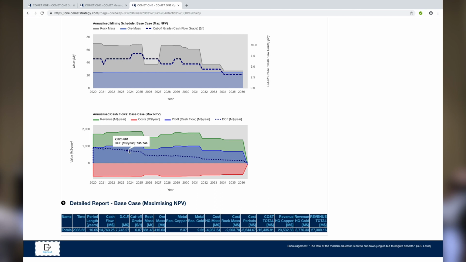The next chart is about the economics. So you have the total revenue and the total costs. The revenue's in green, the costs are in red, and then the profit in blue over the life of the project. The dashed line is the discounted profit over the life of the project. So we're trying to give people a visual of what's happening behind the scenes.